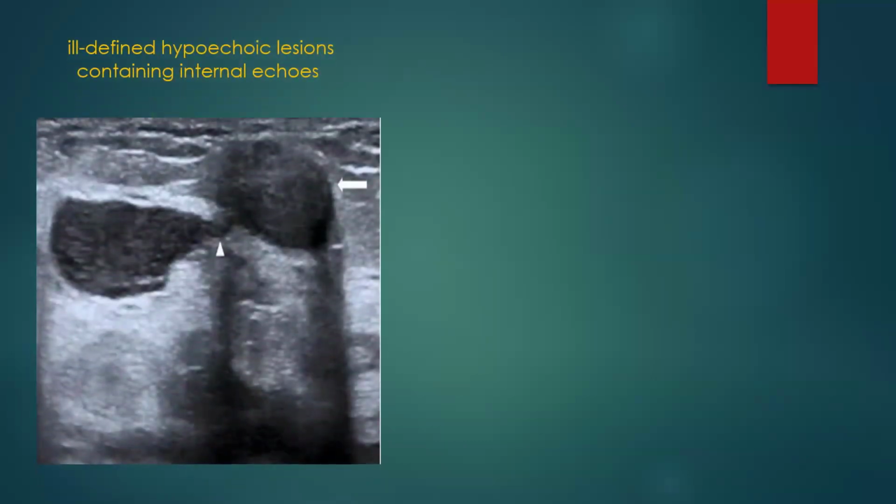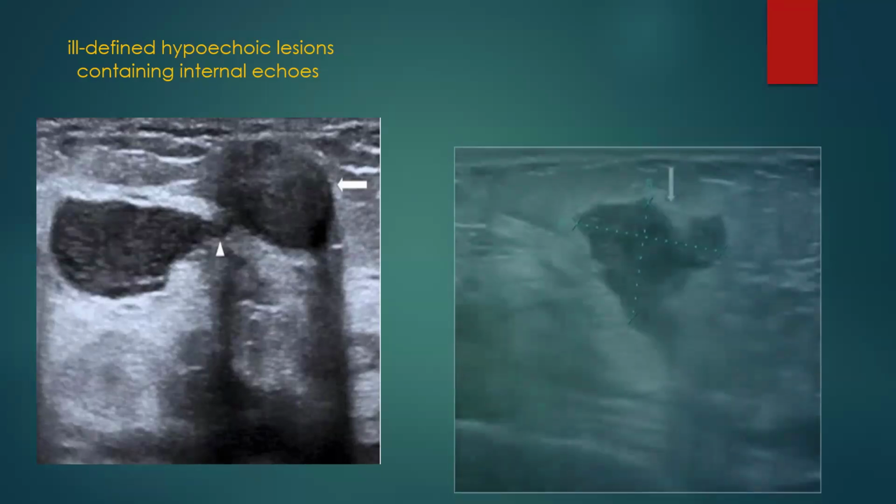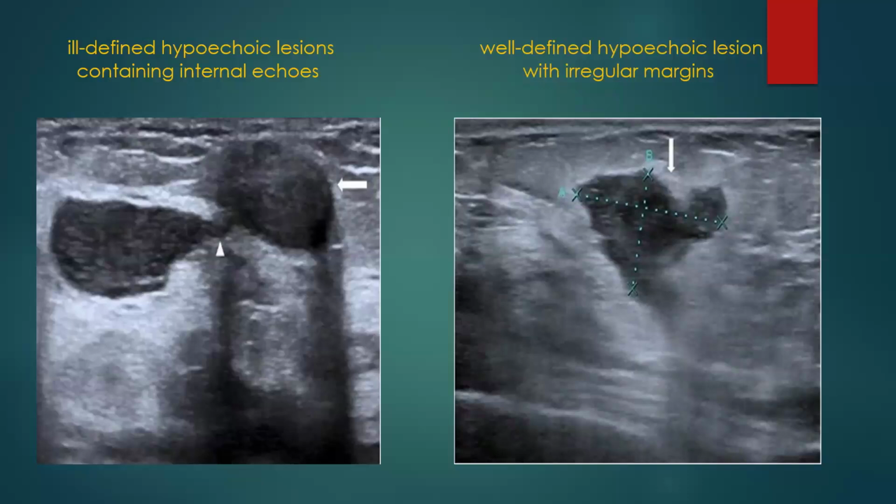This is an ultrasound that shows ill-defined hypoechoic lesions containing internal echoes and posterior acoustic enhancement. Another one shows a well-defined hypoechoic lesion with irregular margins, and hence comes the dilemma that one could mistakenly put these entities in the place of being malignant.